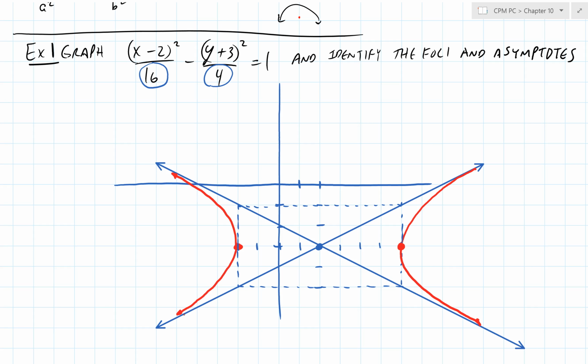Okay, so the red graph is the hyperbola itself. All the blue marks that you see are just guidelines for the hyperbola, but the red graph is the actual hyperbola.